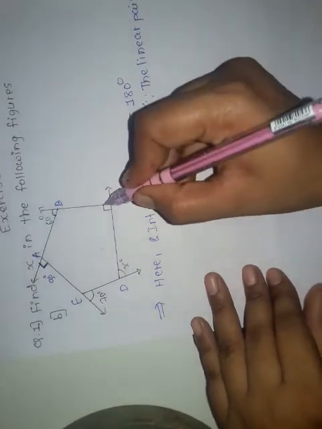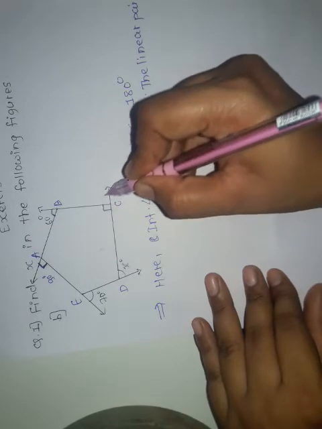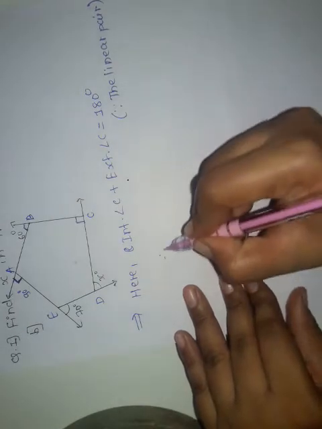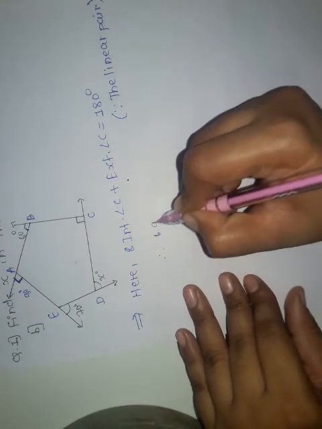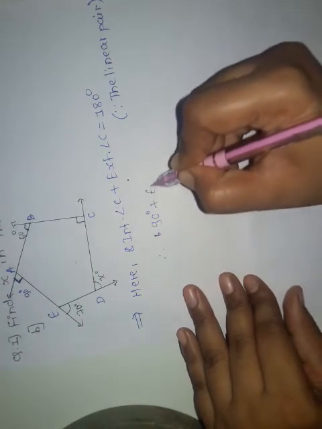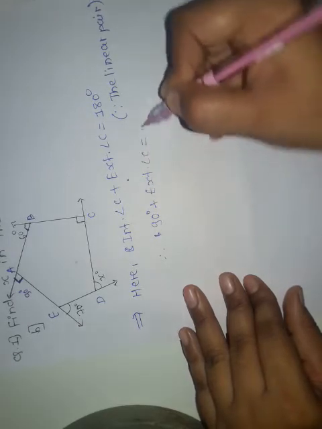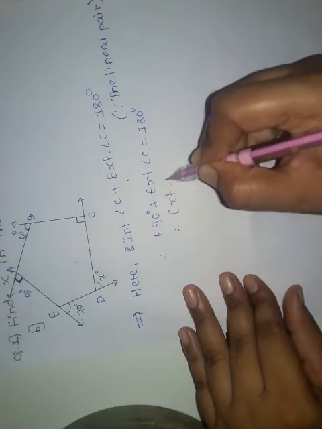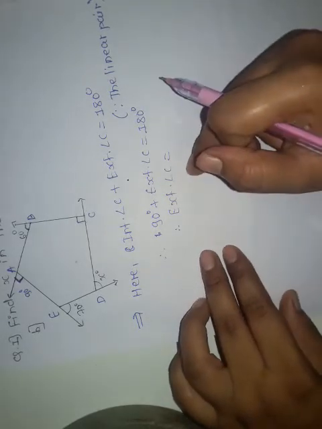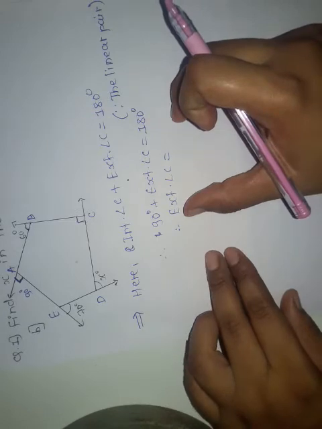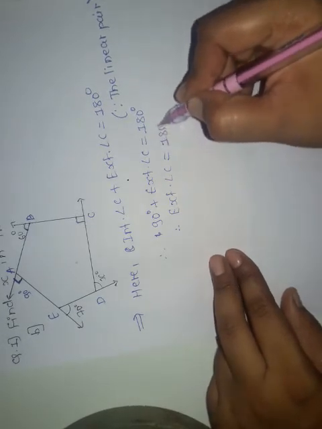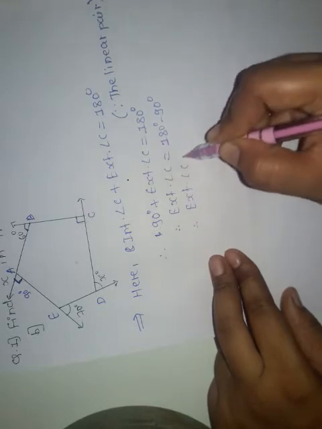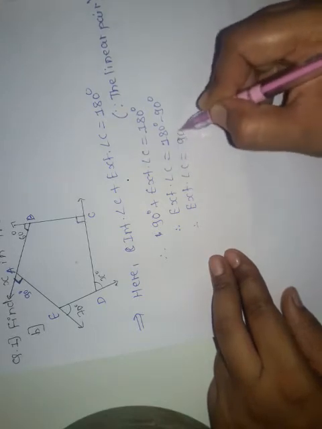See, if this angle is 90 degrees, then we can say that this exterior angle is also 90 degrees. Why? Because they are in a linear pair. Therefore, interior angle C, 90 degrees, plus exterior angle C is equal to 180 degrees. To find this angle, we subtract 90 degrees from both sides, and we get 180 degrees minus 90 degrees. Therefore exterior angle C is equal to what? 180 minus 90 is 90 degrees.